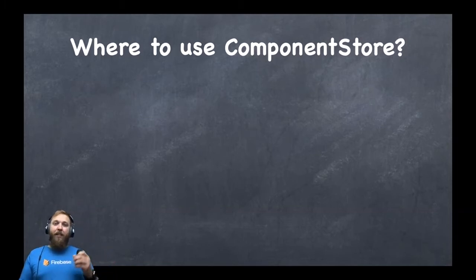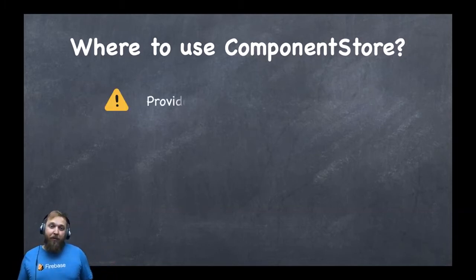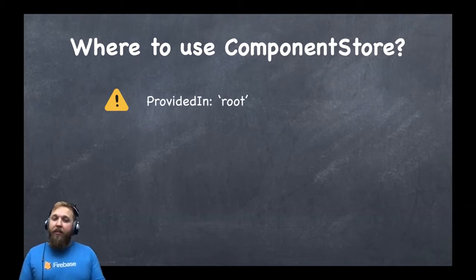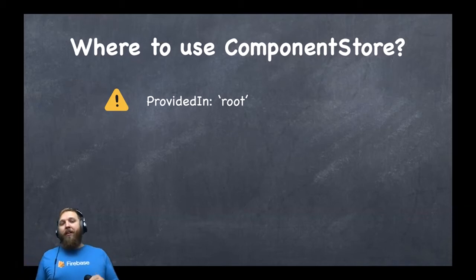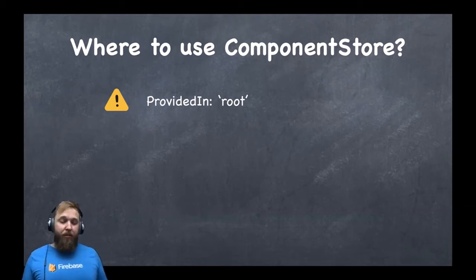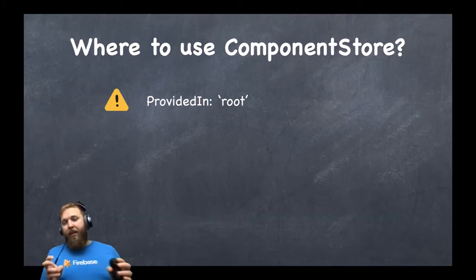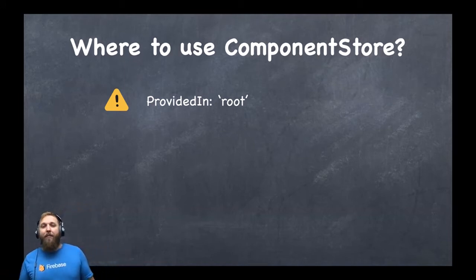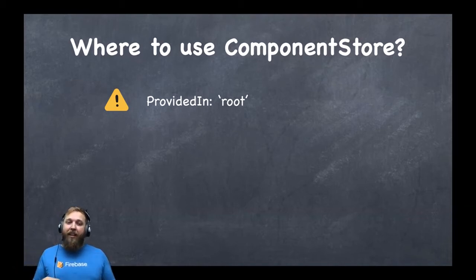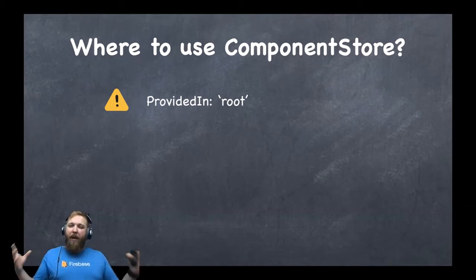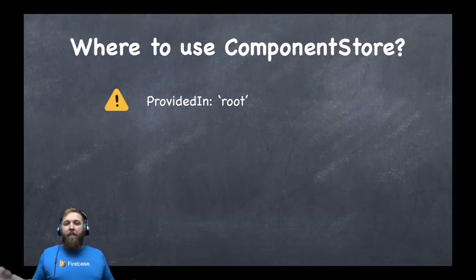So where else could we use the component store? Well, we just saw the provided in root use case. However, that would not be my favorite approach to state solutions. For example, if we have too many component stores that are provided in root, we're basically, again, flooding our global scope with all of these services that could be injecting other services. So we're getting back into the messy state that we had, with many services injecting other services and injecting all of them in the components.